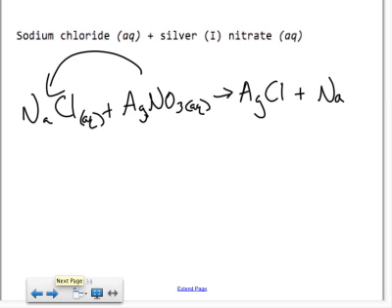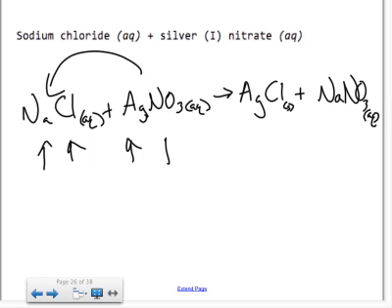So check your solubility chart again. You'll see that sodium is soluble with everything. Nitrate is soluble with everything. So sodium nitrate is certainly going to be soluble. It's going to be aqueous. Silver chloride is not soluble; silver is not one of the things chloride is soluble with. So that's going to form a precipitate, solid. Okay, and now looking at the equation, everything's all balanced out.